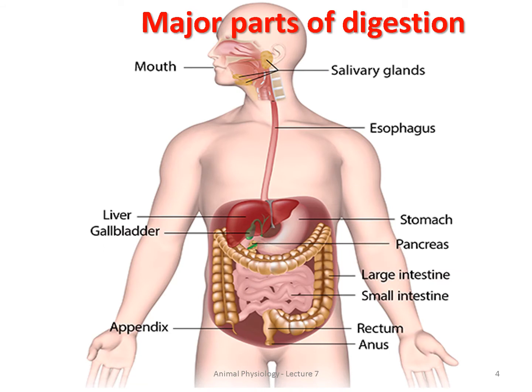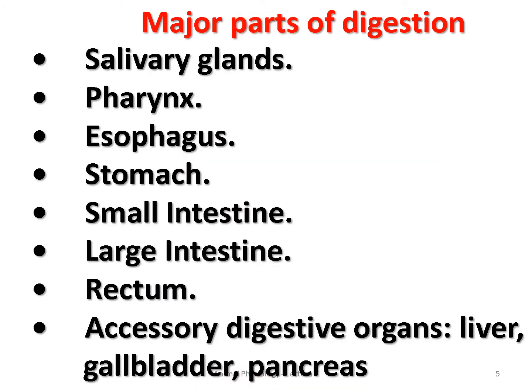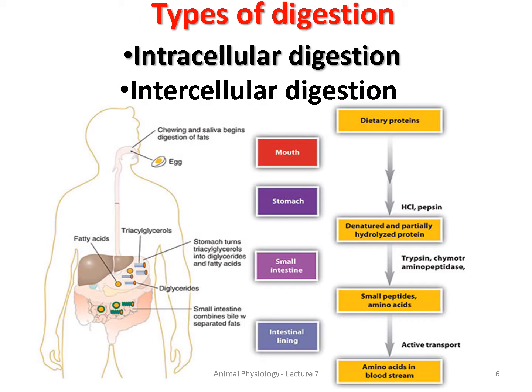See, from the mouth you can see the major parts, then salivary gland, then esophagus, then the liver, the gallbladder, the stomach, the pancreas, the small intestine, large intestine. All these are the major parts of digestion. Okay, right? And these are called accessory digestive organs, that is liver, gallbladder, pancreas. All these are called accessory digestive organs. Okay, right. So these are all the major parts of digestion.